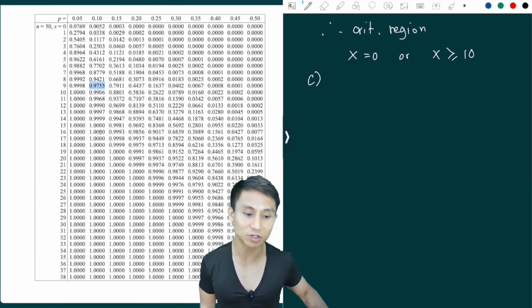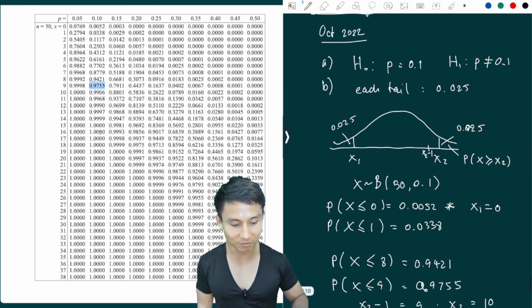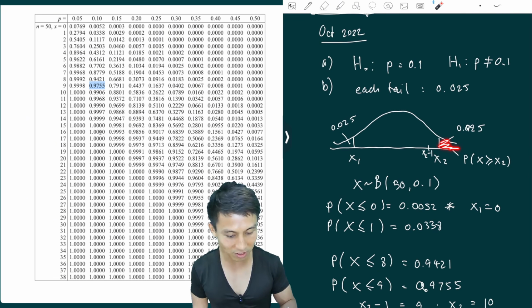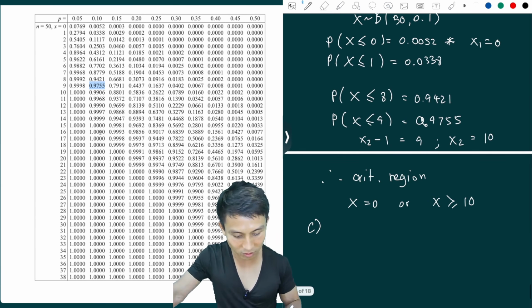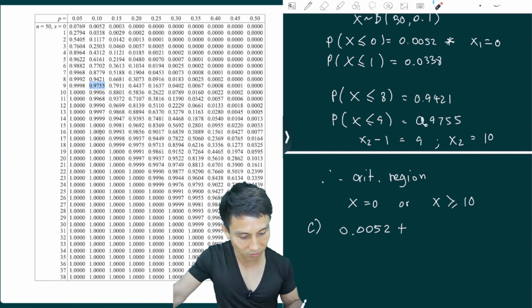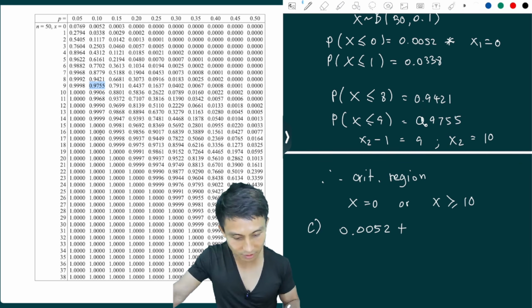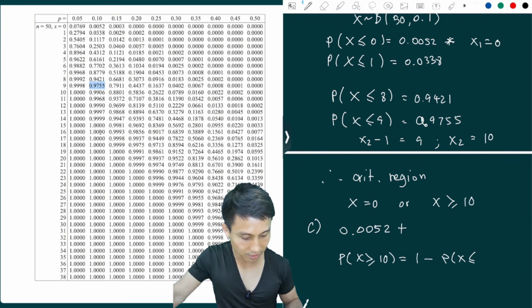Well, basically, we just find the actual percentage area on this one and this one. So this one we got 0 here, this one we got 10 there. So we're just going to add up these two areas. For the 0, it was 0.0052, right? And for the 10, we can do 1 minus this, because P(X ≥ 10) will be 1 minus P(X ≤ 9), right?